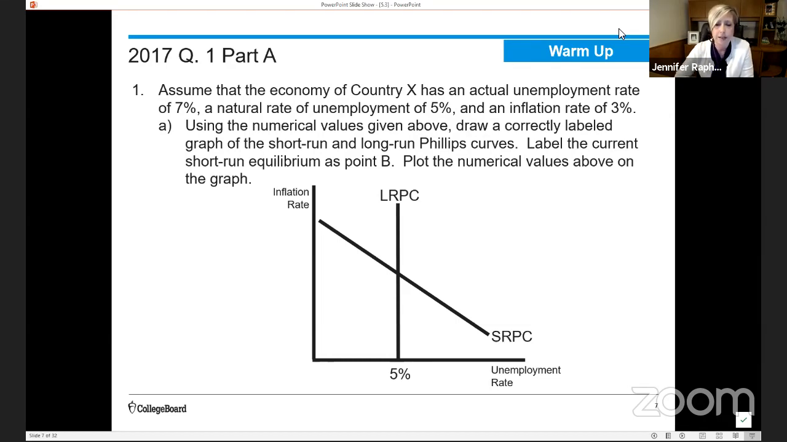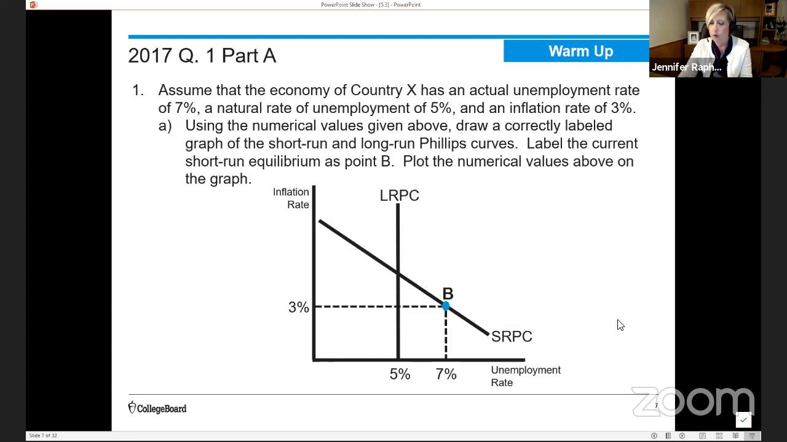Well, we're told the country has an actual unemployment rate of 7%. So use what you know about axes. If this is 5%, 7% has to be greater, so make sure your 7% is over here. Once we find 7% unemployment, we can trace it up to the Phillips curve, lay in our corresponding 3% inflation, and then label it point B. So that's what you should have done to earn the points for this part of the problem.